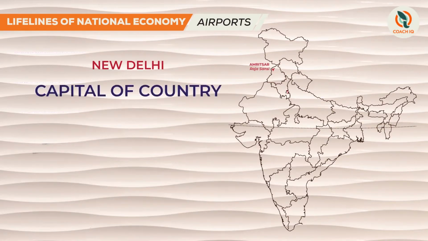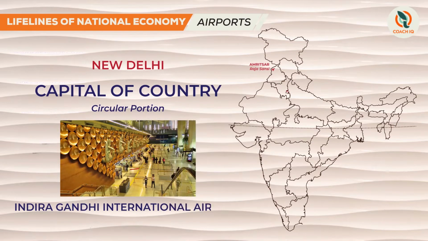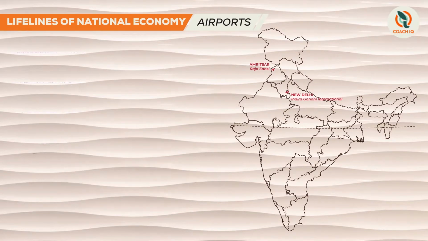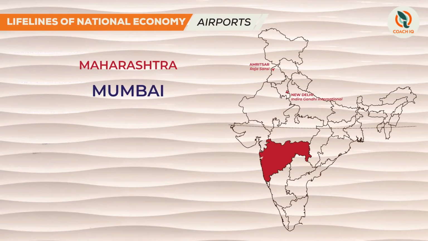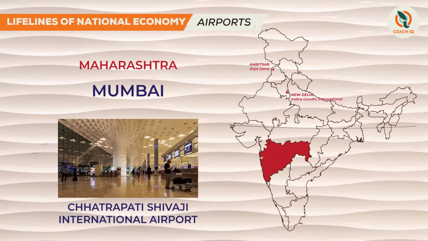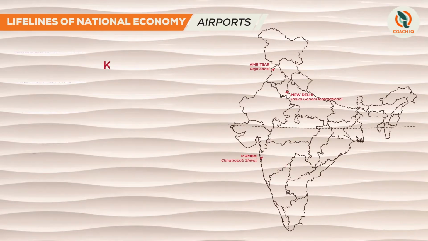Next, come to Delhi, our capital. Delhi is that very small portion, a circle, and here it is Indira Gandhi International Airport, named after our late Prime Minister. Then you come to Maharashtra. In Maharashtra, it is in the city of Mumbai. It is Chhatrapati Shivaji International Airport, and Mumbai, you know, is at the coast. And when you see your Maharashtra map, you have a small indentation. That is your Mumbai.